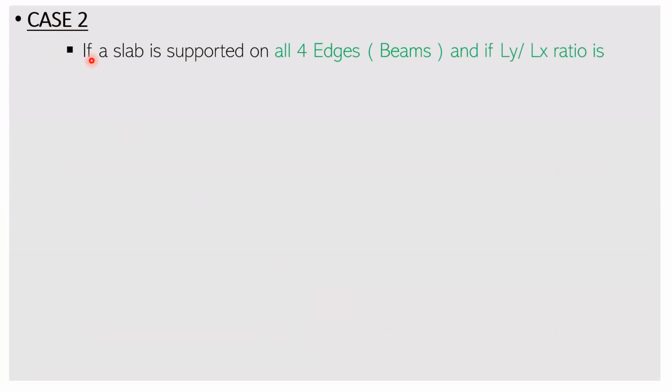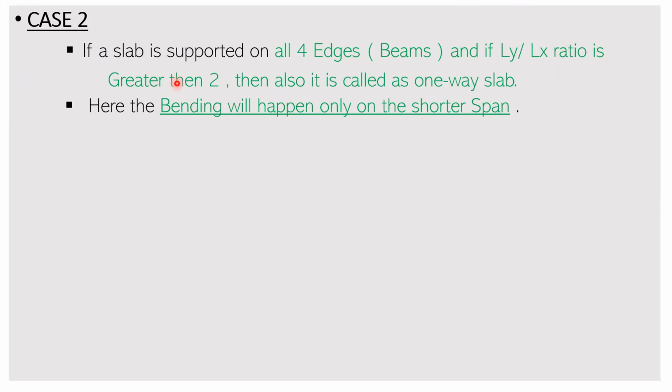If a slab is supported on all four edges, whereas in the previous case one it was supported on only two edges. If the slab is supported on only two edges, then it is always a one-way slab. Now case 2 says that if a slab is supported on all four edges, that is, if all four sides are beams, and if the Ly by Lx ratio, where Ly stands for the length in the longer direction and Lx stands for the length of the span in the shorter direction, is greater than 2, then it is called a one-way slab. Then also it is called a one-way slab. And we have to remember one thing: here the bending will happen only on the shorter span.